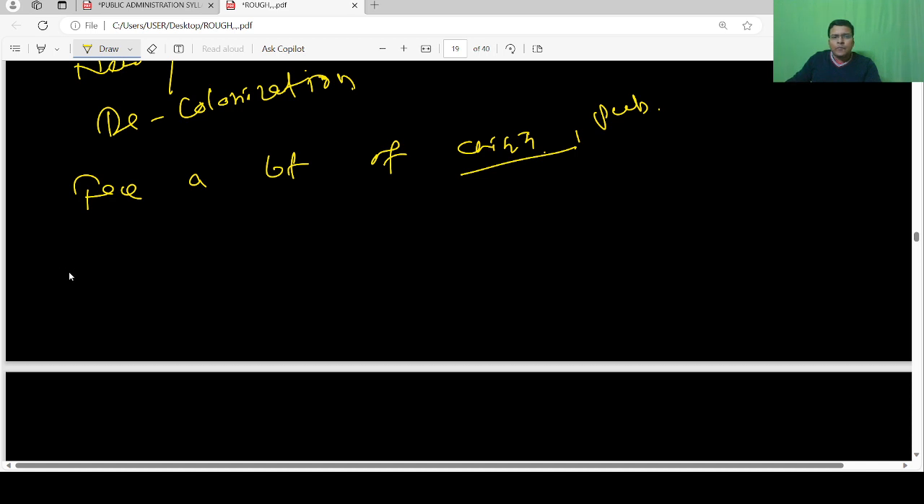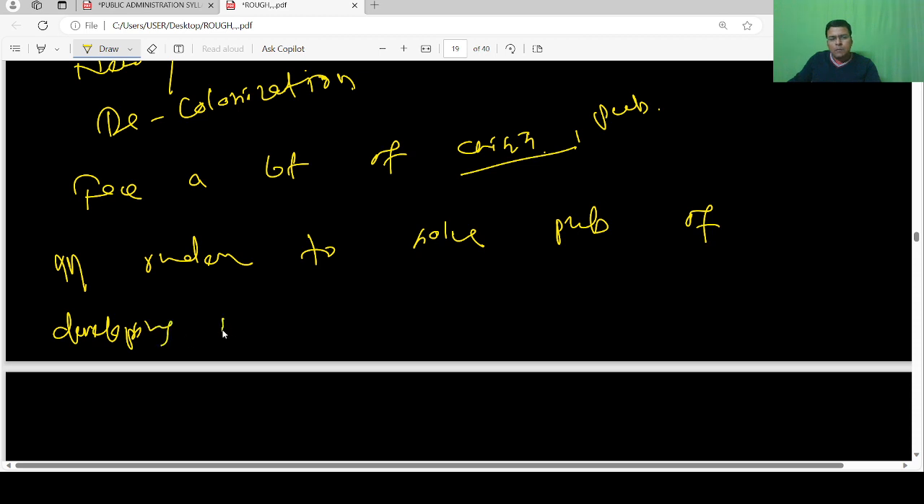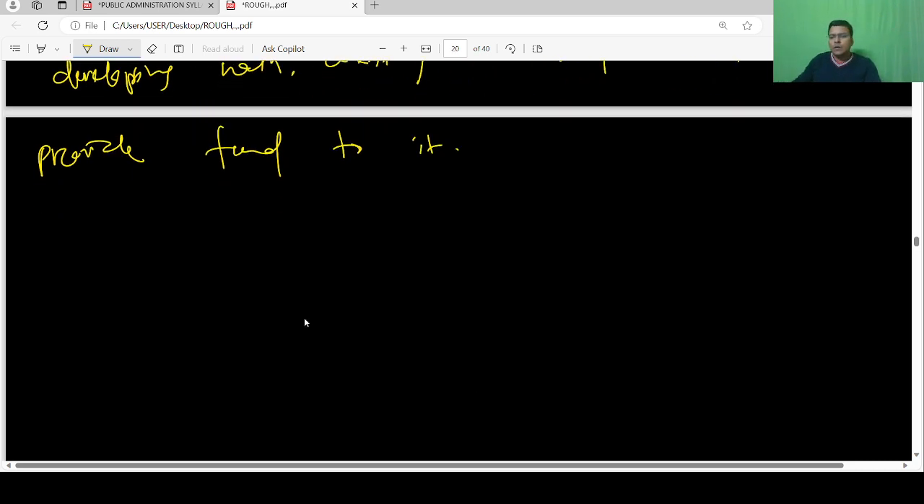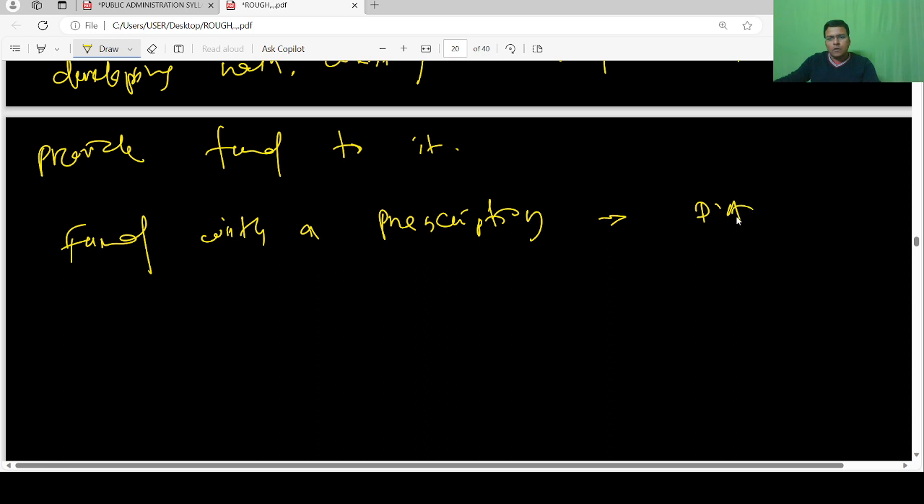And in order to solve the problems of these developing nations, the West or developed nations provide funds to them. So it provides funds, but funds with a prescription is development administration.